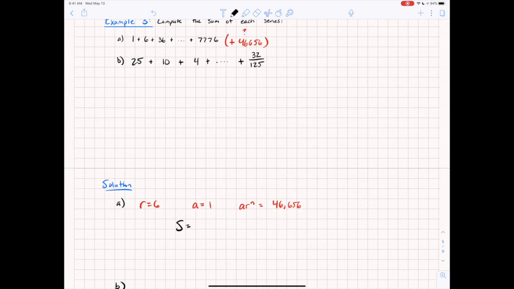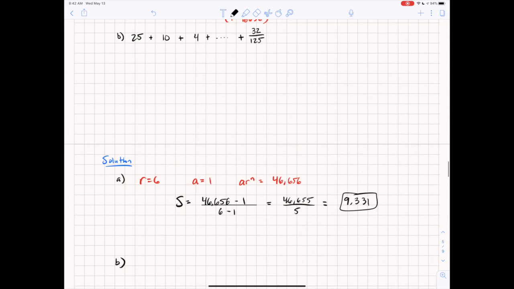S is equal to ar to the n, so that extra term, 46,656, minus 1, all over r minus 1. So I get 46,655 divided by 5, and so this sum comes out to be 9,331. And that's the answer to the geometric series. So we can do the same thing in B.